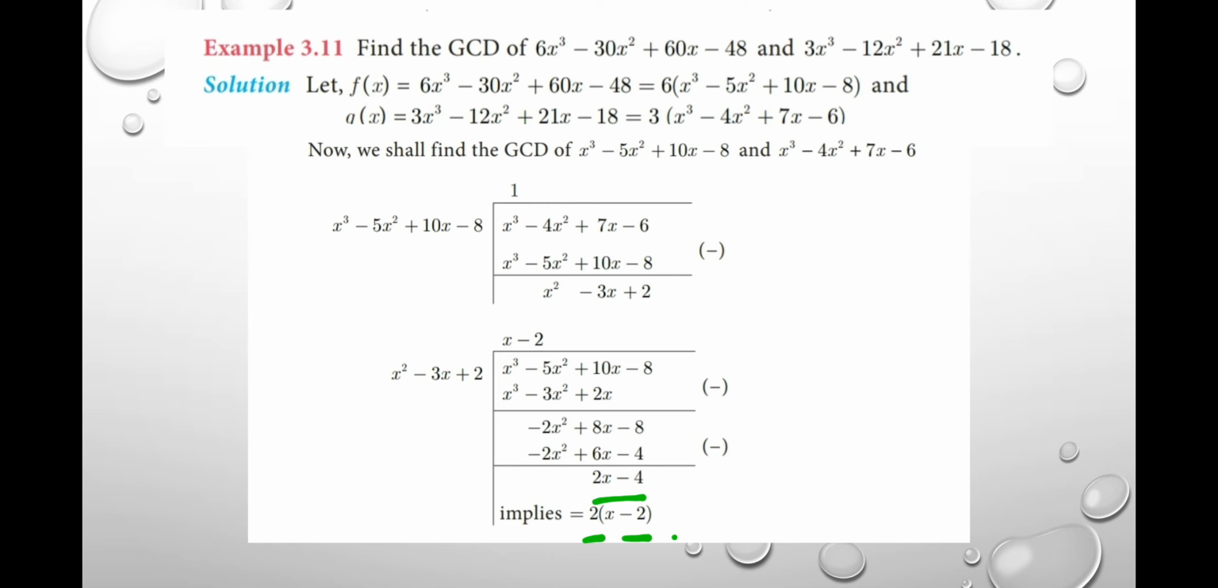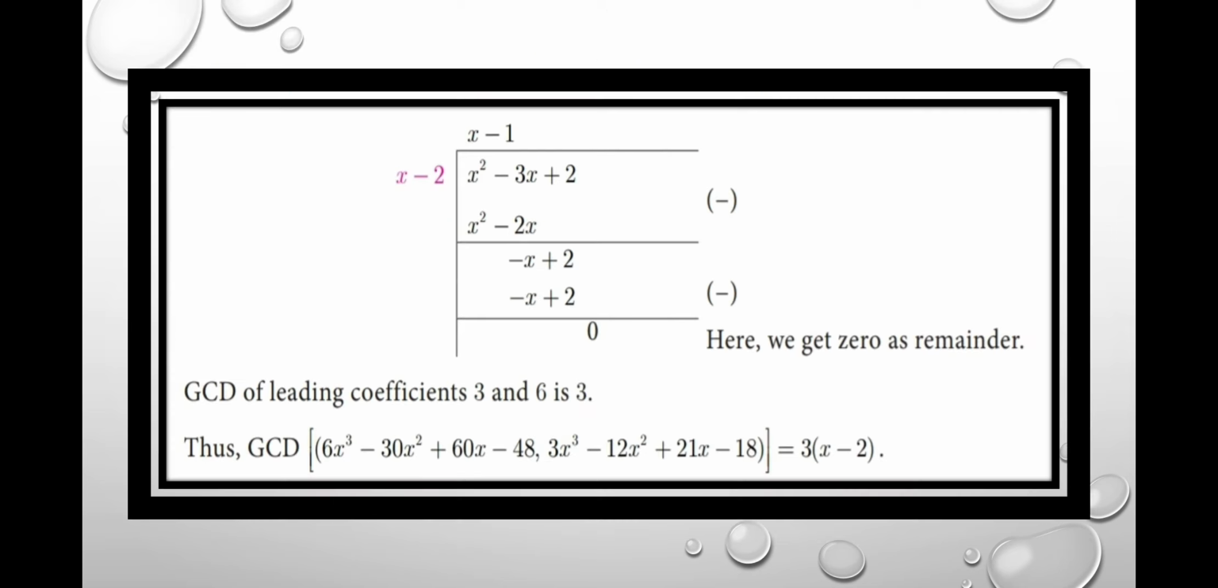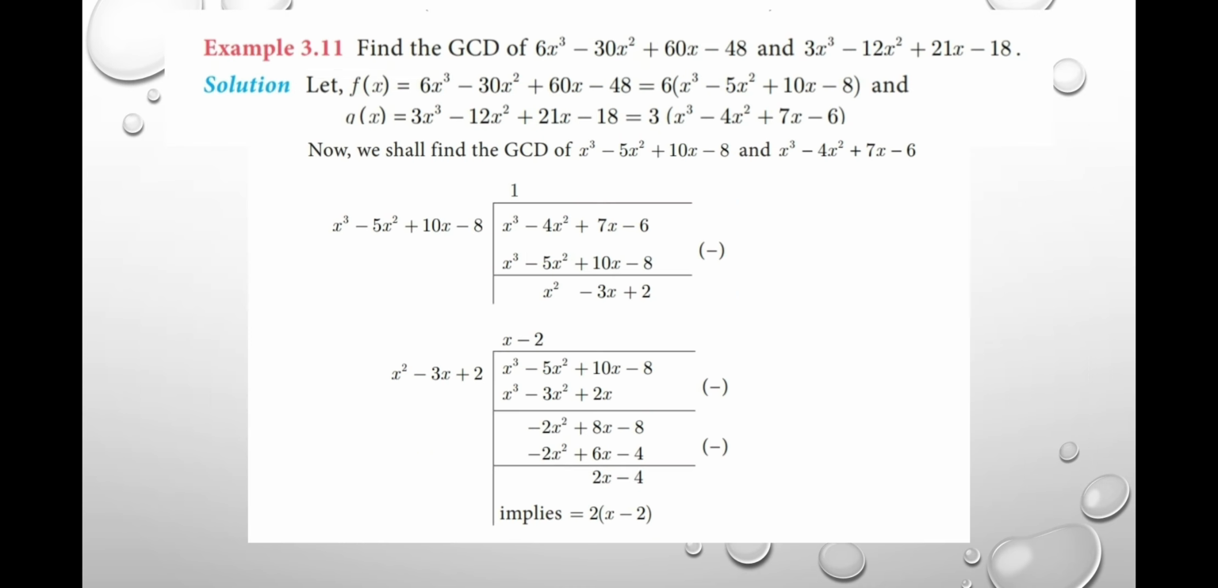Now, we pass on to the next step. Again see here, the remainder is not equal to 0. Already I told you, we continue the process until we get the remainder 0. If the remainder is 0, then the divisor is the GCD of the polynomials, but here the remainder is not equal to 0. So, we have to divide the divisor by the new remainder x minus 2.